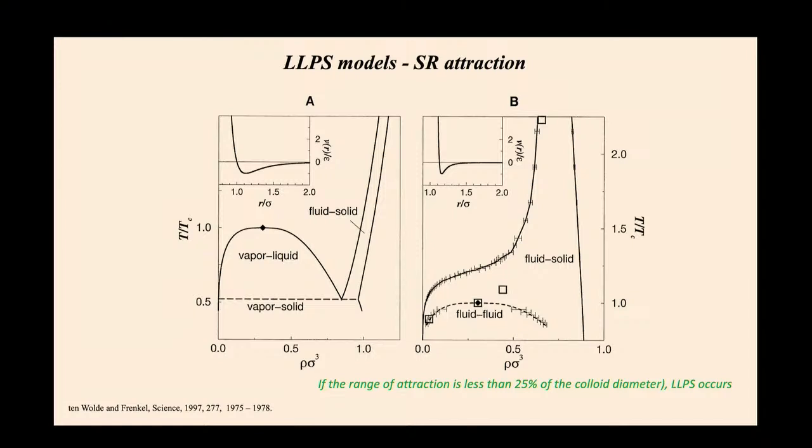And then further on, people made a generalization saying that if the range of attraction is less than 25% of the particle size, then you might see an LLPS. Okay, so that was a kind of generalization. It can be protein, it can be particles, it can be any rigid object with no internal degrees of freedom. People showed that this is one possibility.